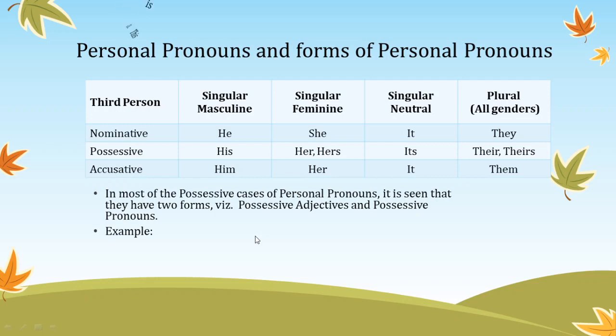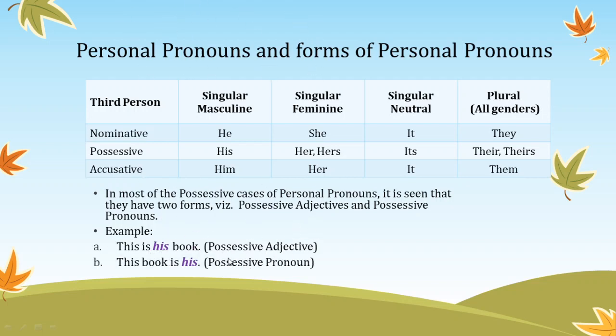Now an example. This is his book. If I speak like this is his book, some importance is given to the book. His book. That is possessive adjective. The particular book is of that particular person. It is given just before the noun. So here this his is playing the role of possessive adjective.